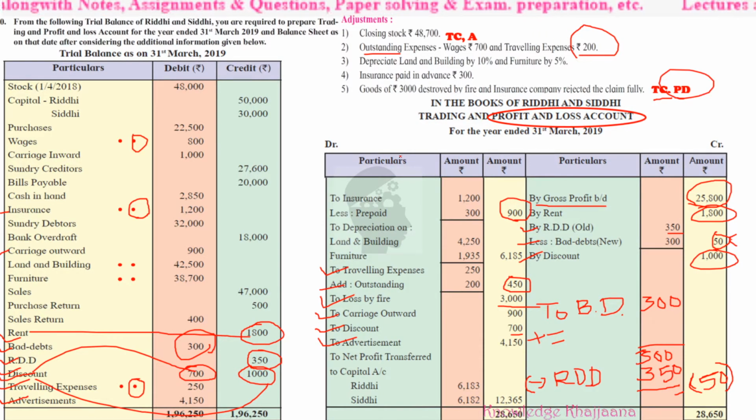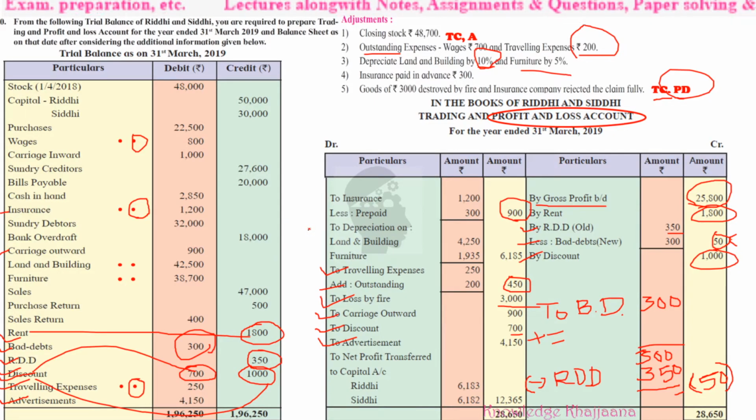Now apart from that, what do we record here? Non-cash expenses, that is depreciation. Okay, now what is given regarding depreciation? See, we have to depreciate land and building by 10% and furniture by 5%. Okay, there is no hidden adjustment like this land and building was purchased on a specific date, or furniture was purchased on a specific date, so it is very easy. See, land and building amounting to rupees 42,500 and we have to charge depreciation at 10%, so it's very simple.